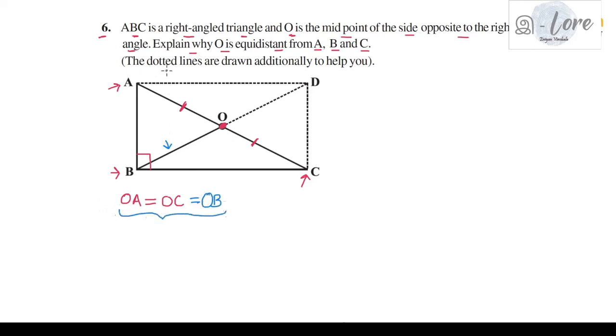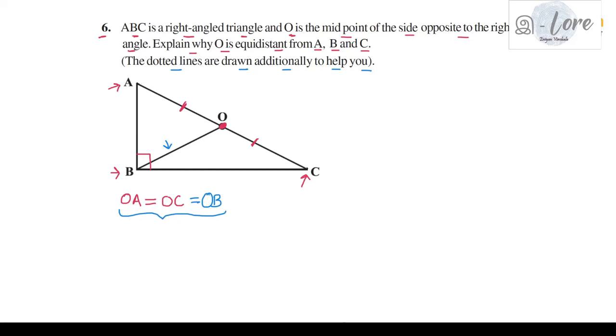And then the question says the dotted lines are drawn additionally to help you. So do you see these dotted lines AD, OD and CD? Let me explain to you how these dotted lines have been drawn. Let's first imagine the situation when these dotted lines were not present. The situation would have looked like this.